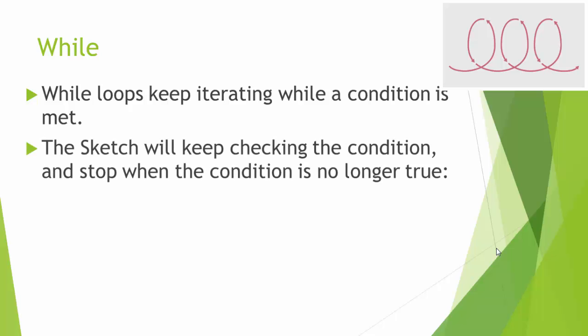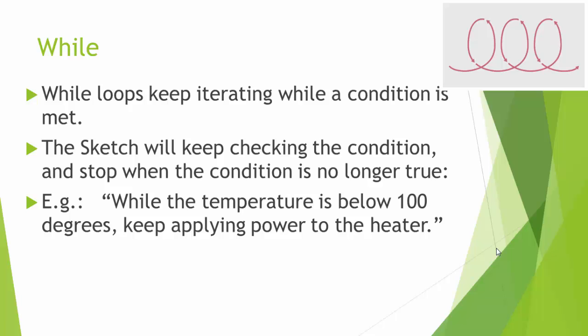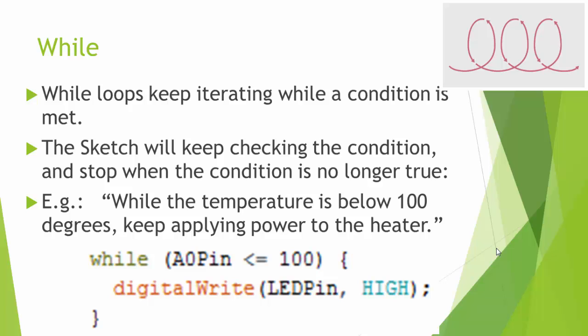So the sketch keeps checking the condition, and when the condition is no longer true, it moves on from that loop. Another example, as long as the temperature is below 100 degrees, keep the heater going. If the temperature reaches 100 degrees, then it's going to stop throwing power to the heater and move on. So in this case, as long as the input from A0 pin is less than 100, the power will keep going to the LED pin.